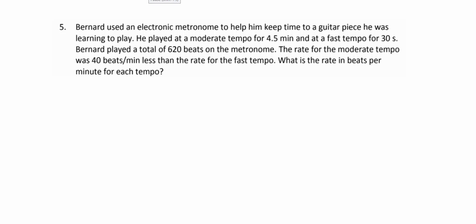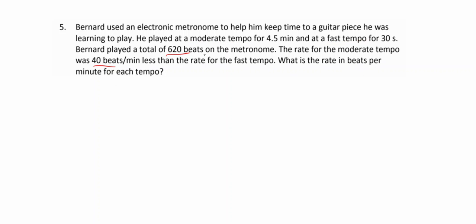Bernard used an electric metronome to help him keep time to a guitar piece he was learning to play. He played a moderate tempo for 4.5 minutes, and a fast tempo for 30 seconds. Bernard played a total of 620 beats on the metronome. The rate for the moderate tempo was 40 beats per minute less than the rate for the fast tempo. What was the rate in beats per minute for each tempo?